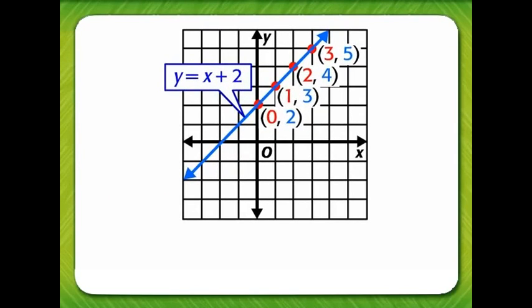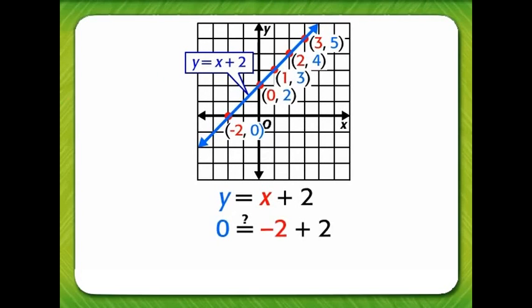Now, let's check our work. It appears that the ordered pair negative 2, 0 is also a solution. We can check this by substitution. First, write the function y equals x plus 2. Now replace x with negative 2 and y with 0. Finally, we simplify. 0 equals 0. So negative 2, 0 is also a solution of y equals x plus 2.